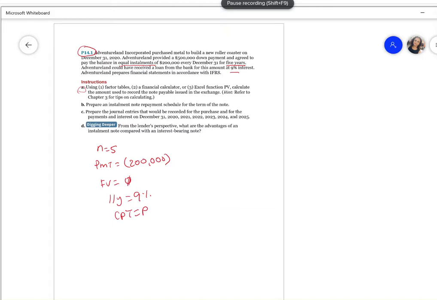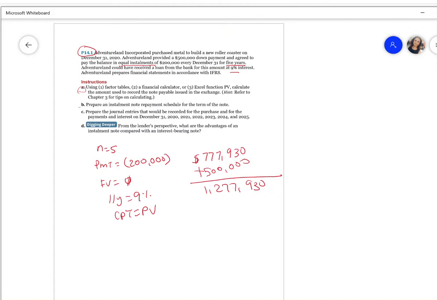If we compute the present value of our payments, according to my calculator, it came up with 777,930. So that's the number you should come up with. They agreed to make 5 payments of 200,000 each, and the present value of those payments is 777,930, plus they made a down payment of 500,000. Altogether, the machinery is going to be worth $1,277,930. You could use an Excel sheet, or you could use the formula, or the table that we did.